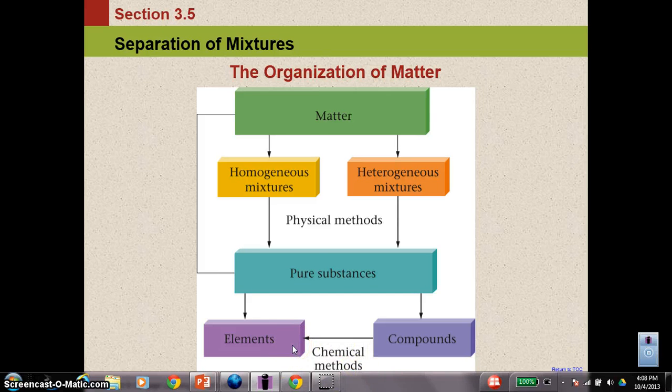So while matter is anything that has mass and takes up space, there are different forms of matter that we need to be aware of, and we need to be able to recognize what type is what when we're in the lab, and also when we look at our test in the next couple of days after we finish and complete the lab. That's going to help us better understand the organization of matter.